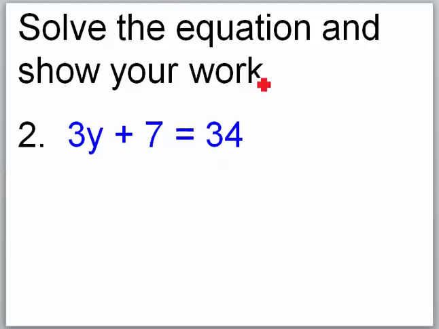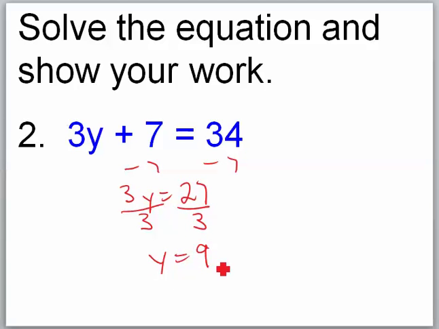On this one, again, we got to move the constant so we can have this all on one side. Minus 7. So 3y equals 27. Divide by 3. Remember to undo that multiplication. y is 9.